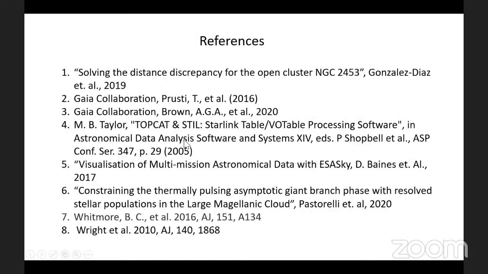These are the references, mainly the Gonzalez et al. paper, the Gaia collaboration, the Topcat paper, and other isochrones and everything.